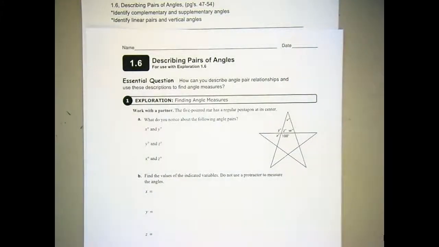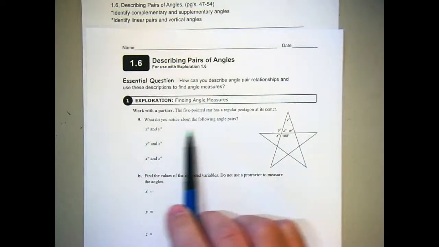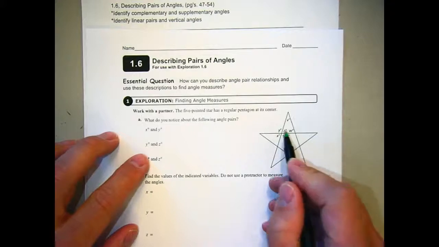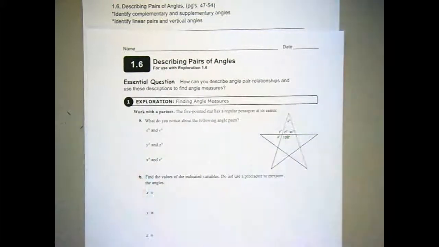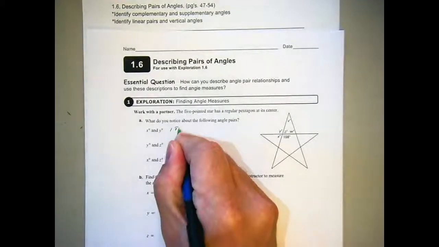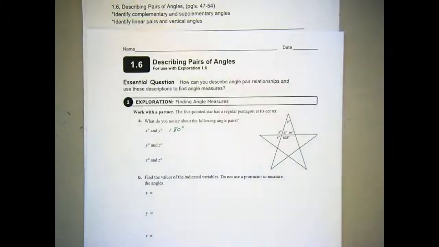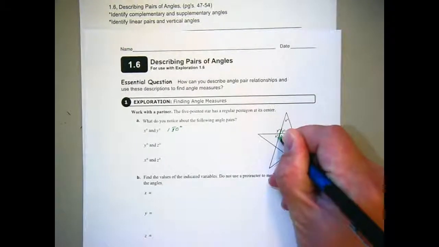A five-pointed star has a regular pentagon at its center. What do you notice about the following angles? X and Y, Z and Y, and X and Z. Okay, what about X and Y? They add up to 180 degrees. How do you know that? Because they are both on a straight line. So we have X and Y adding up to 180 because they are on a straight line. So this plus this make a straight line.